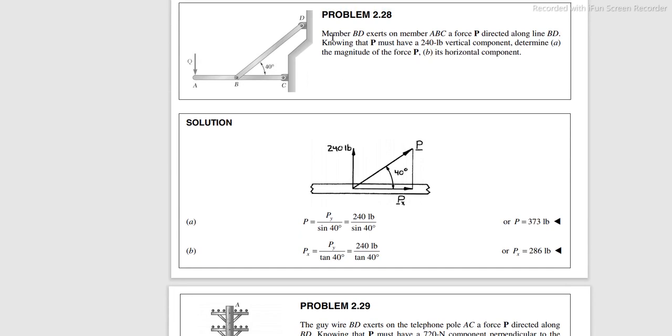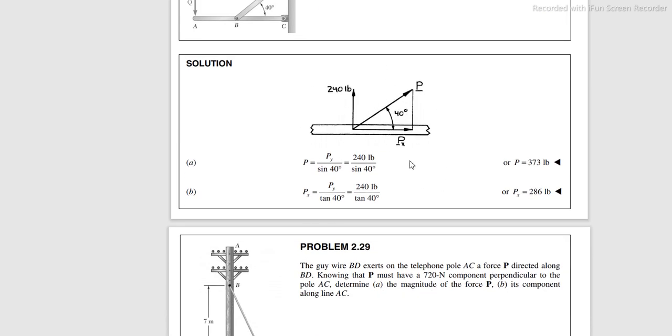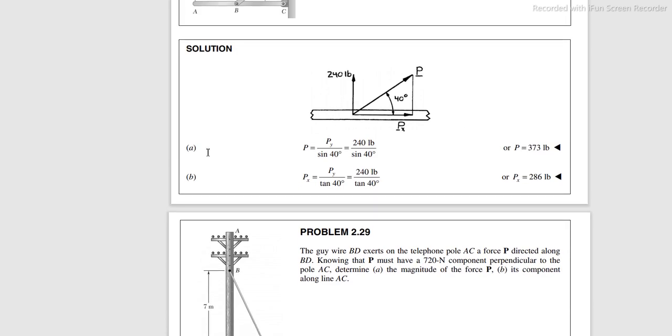Problem 2.28. Member BD exerts on member ABC a force P directed along line BD. Knowing that P must have a 240 lb vertical component, determine the magnitude of the force P and, question B, its horizontal component. So we know the horizontal component is Px. Here is the free body diagram, Px and P. A very easy question. This is the solution, applying the sine rule.